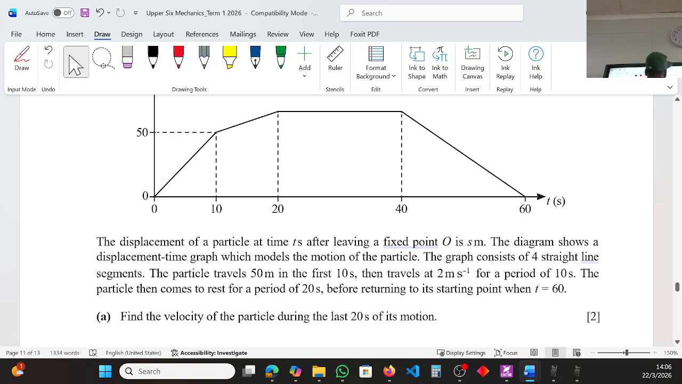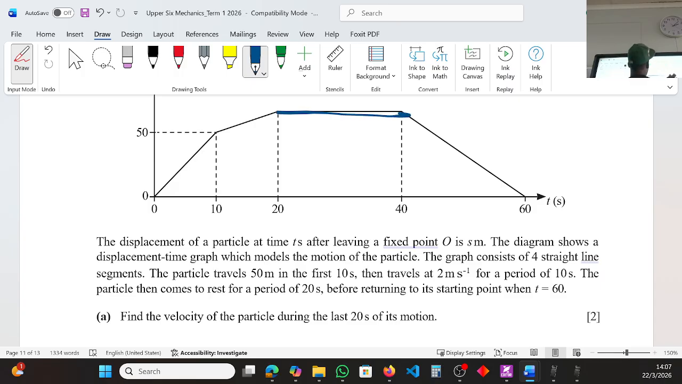Displacement of a particle t seconds after leaving a fixed point 0 is s meters. The diagram shows the displacement time graph which models the motion of the particle. The graph consists of 4 straight line segments. The particle travels 50 meters in the first 10 seconds, then travels at 2 meters per second for a period of 10 seconds. The particle then comes to rest for a period of 20 seconds before returning to its starting point. So we can see that there it's where it was furthest away from its starting point.